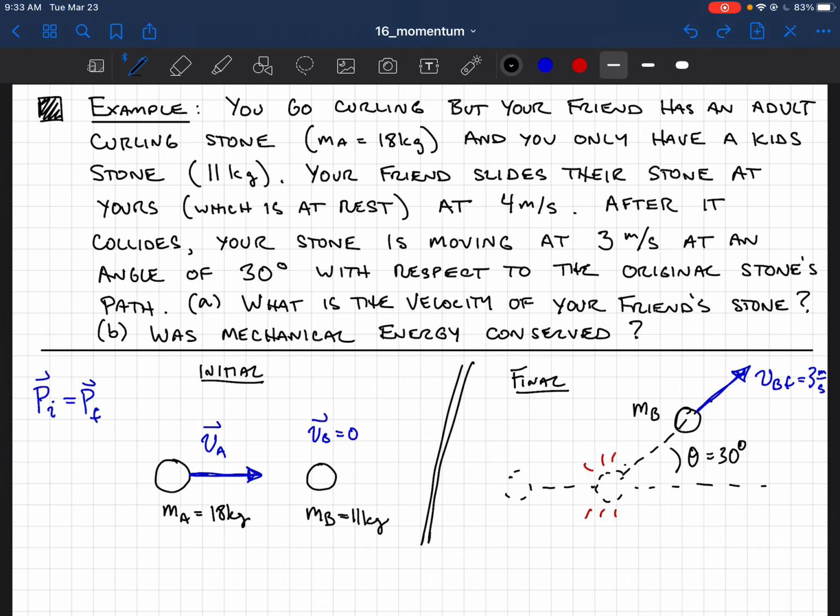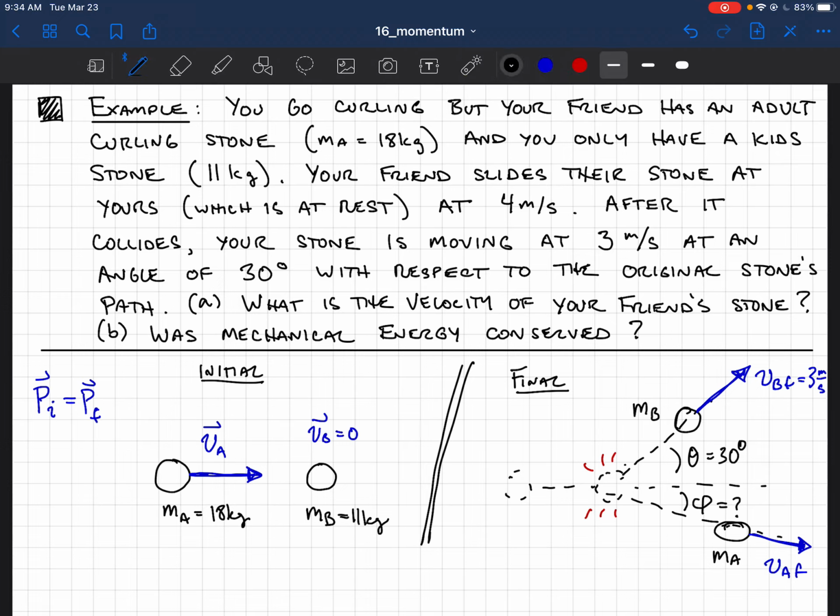I shouldn't have drawn it so symmetrically. Maybe we'll draw it like this, where there's some other angle that we don't know, and your friend's stone, MA, is going off at some other direction with some other speed, VA final, like that. So somehow the sum of this vector, m times the velocity, plus this vector will give you a rightward pointing vector, as we need, because that's what our initial momentum was. So that's how we analyze these pictures.